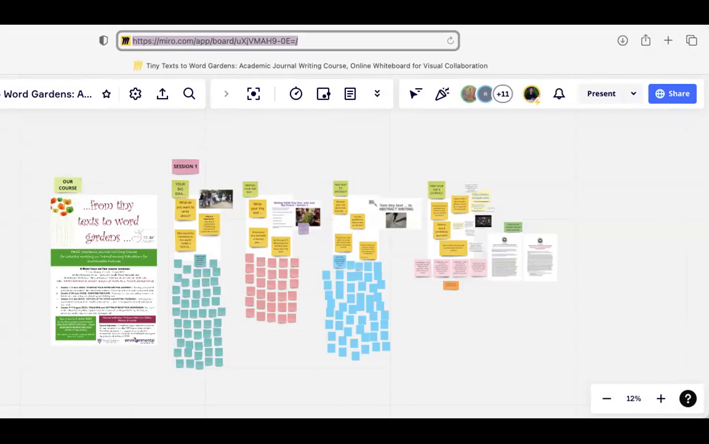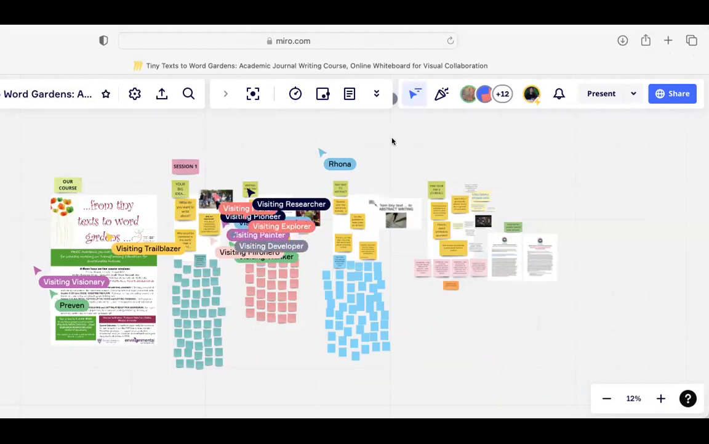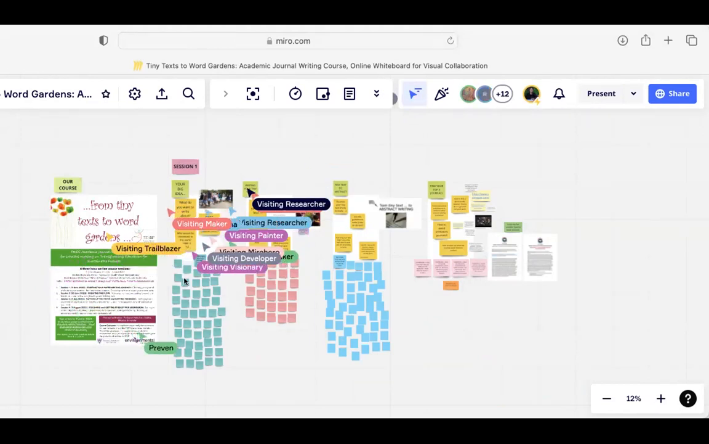The second thing that I wanted to suggest is that when you work on the Miro board, there's a little arrow here at the top. You can see my one is black. And if you switch it, then it goes blue, and then you can see everybody who is on the Miro board. Can you see them? We've got visiting researchers, visiting painters, visiting makers, visiting trailblazers, visiting visionaries, visiting developers, visionary thinkers, and then we have Previn, who's changed his name on the Miro board already, and Rhona. So what you can see there is everybody else is on the Miro board.